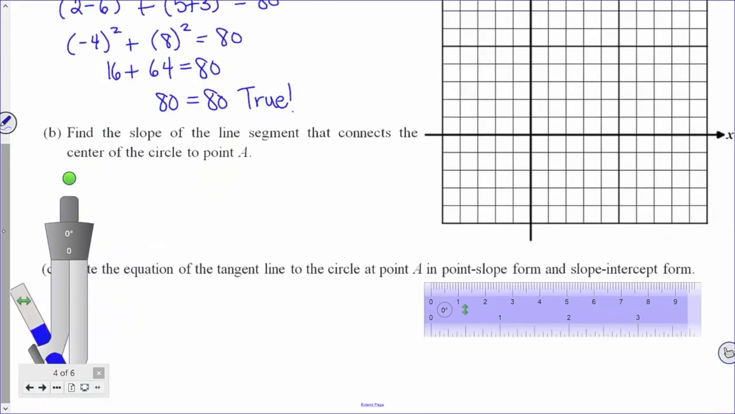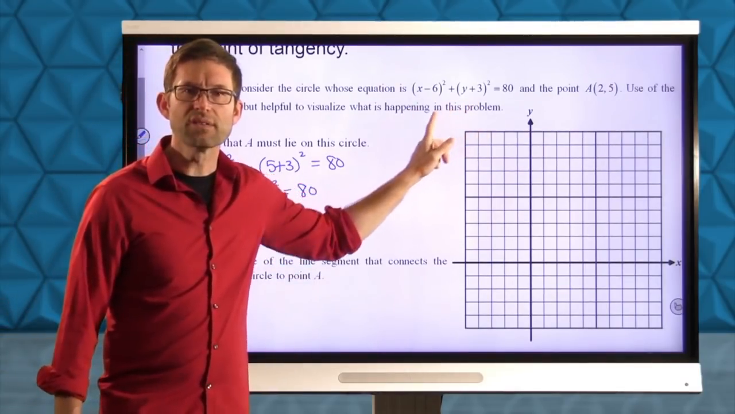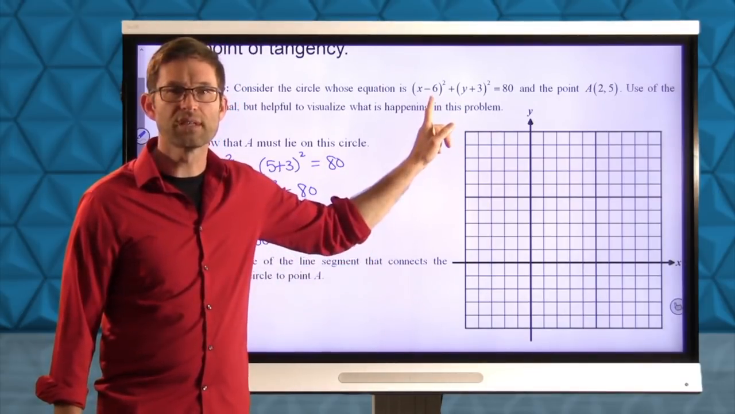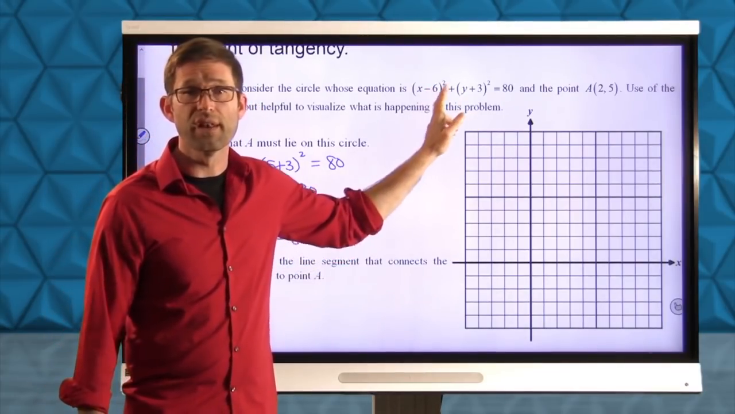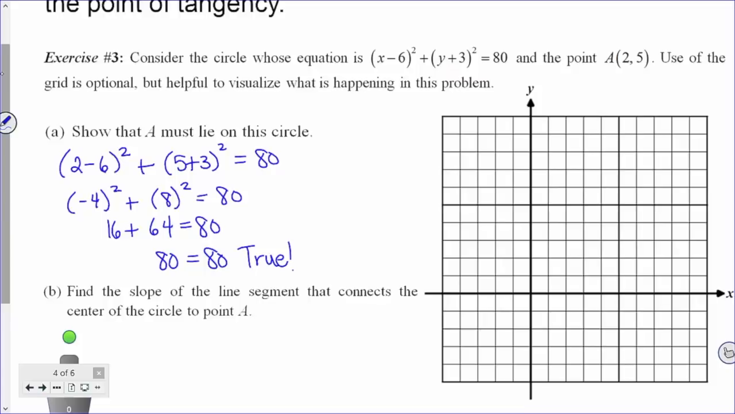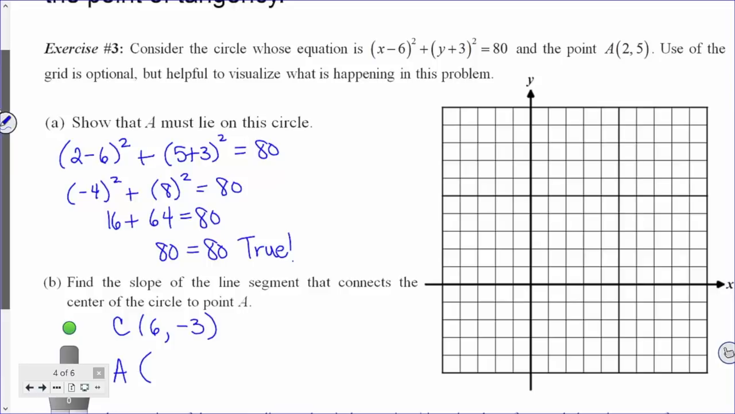Find the slope of the line segment that connects the center of the circle to point A. Well, first things first, right? What is the center of this circle? Well, the center of the circle is at (6, -3), and that's extremely important. If you look at this and say the center is at (-6, 3), you're going to get this problem completely wrong. The center of this circle is at (6, -3). And point A, what was point A? Point A was at (2, 5).